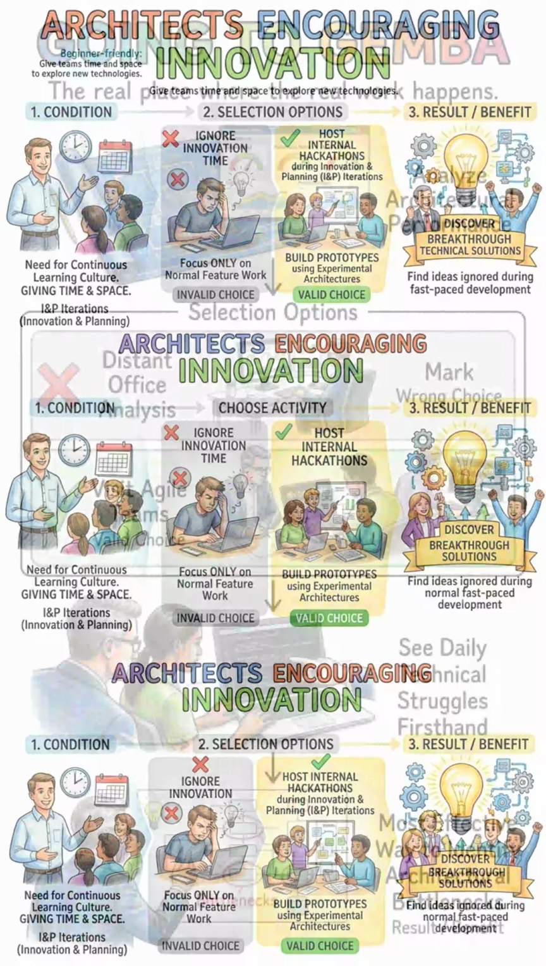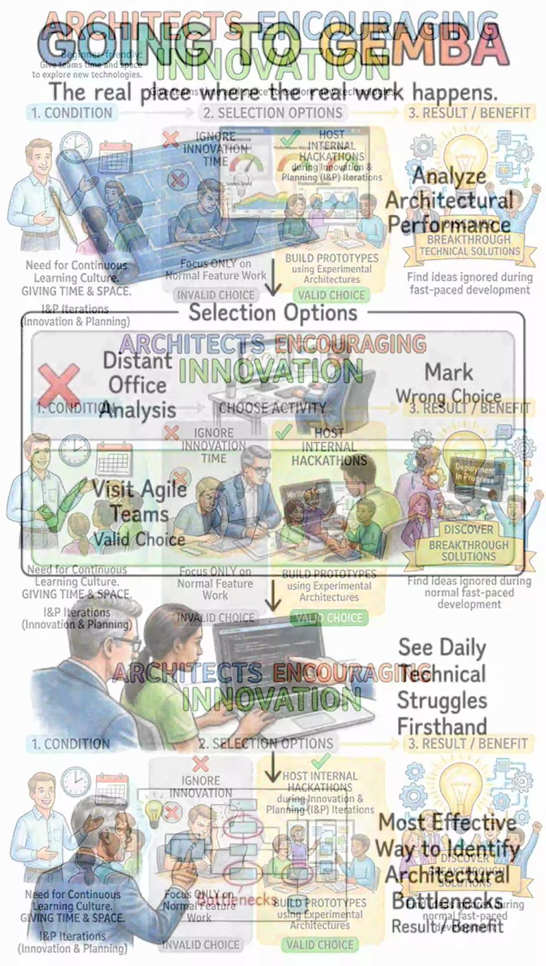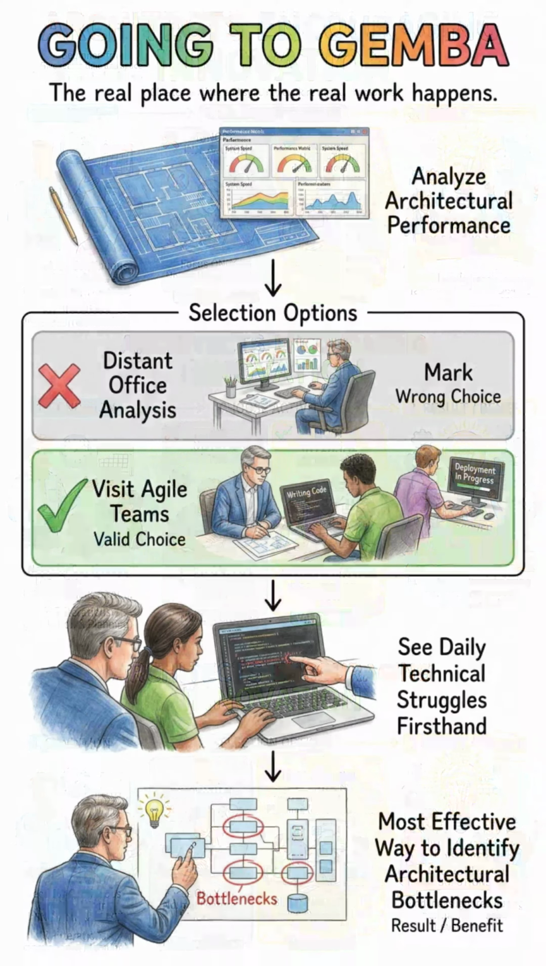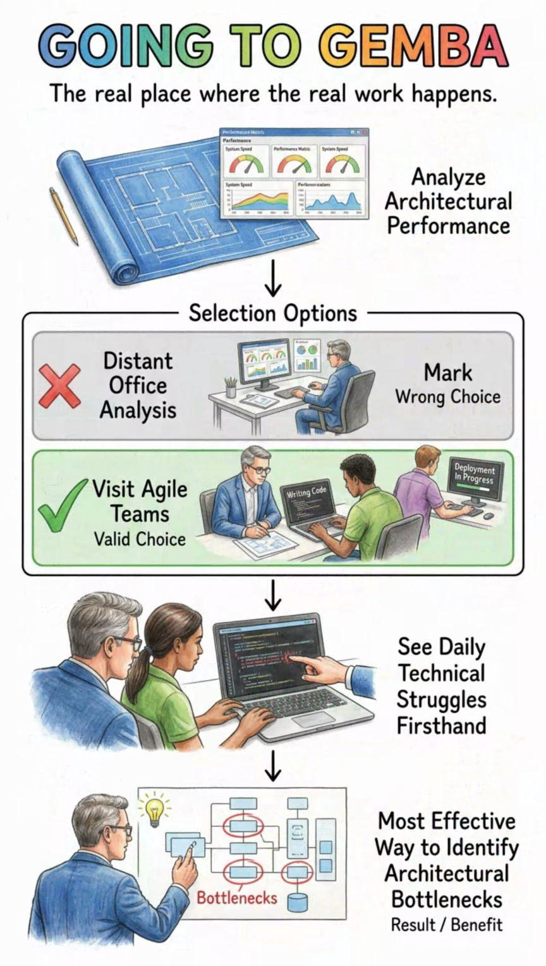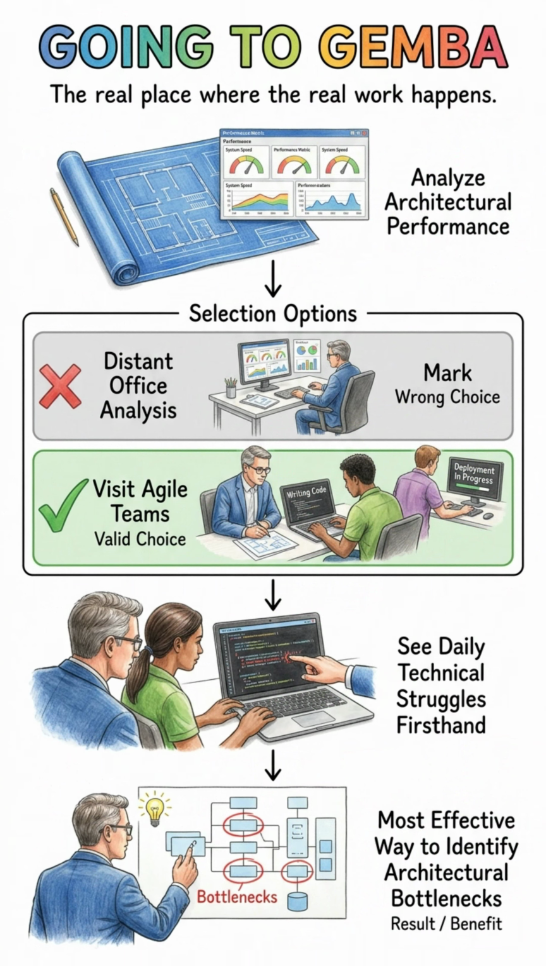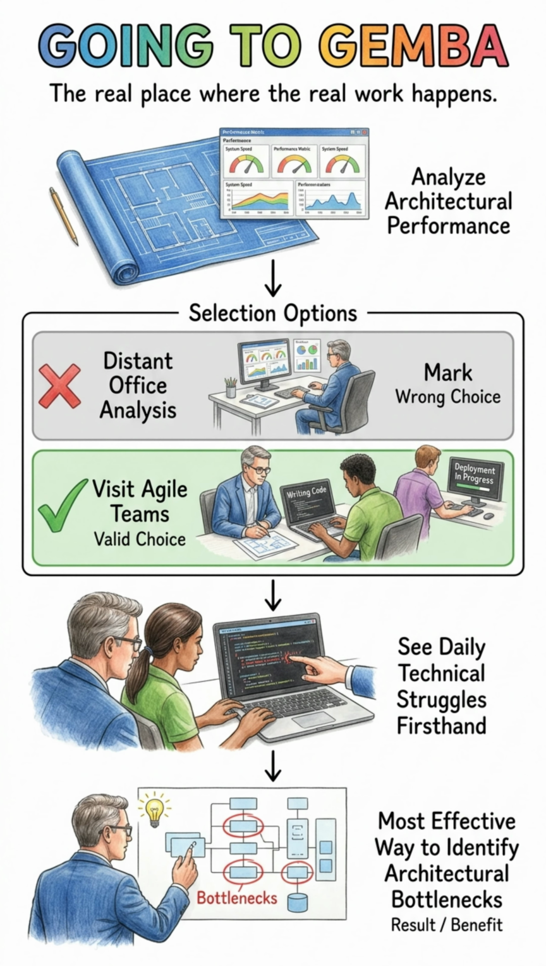To truly understand how your architectural designs are performing in the real world, you must practice the lean concept of going to the Gemba. Gemba is a Japanese term that means the real place where the work is actually done. Instead of analyzing system performance from a distant office, you must occasionally sit directly with the Agile teams and observe them writing code or deploying software. Seeing their daily technical struggles firsthand is the most effective way to identify critical architectural bottlenecks.